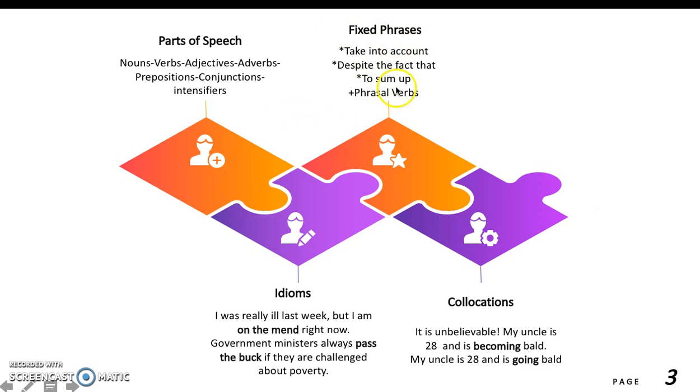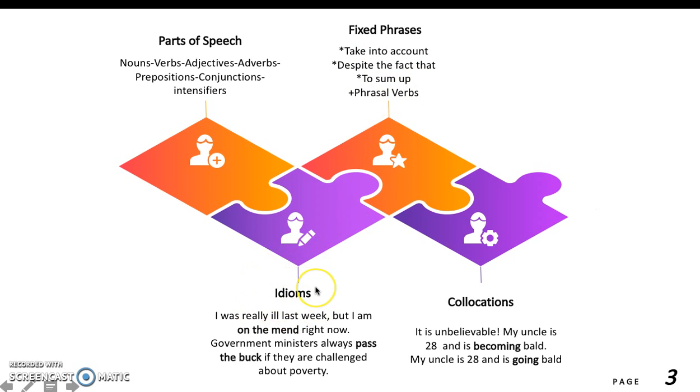In fixed phrases, we have phrasal verbs that you already know some of them, words like carry on, go on, turn off. And in fixed phrases we have other phrases different from phrasal verbs, which are, for example, take into account, despite the fact that, to sum up, among others.